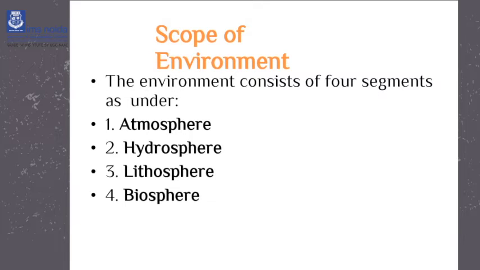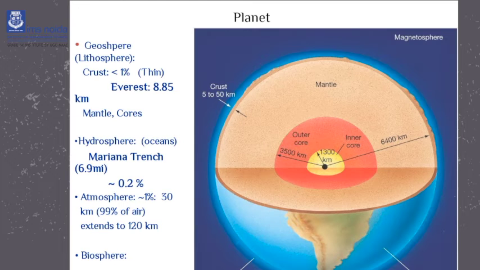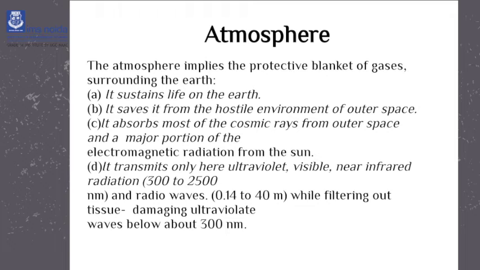Now, what is the scope of environment? It consists of four segments: atmosphere, hydrosphere, lithosphere, and biosphere, and generally these come under the physical factors. Let's see one by one in detail. The atmosphere implies the protective blanket of gases surrounding the earth. It sustains life on earth, saves it from the hostile environment of outer space, and transmits ultraviolet, visible and near infrared radiations.